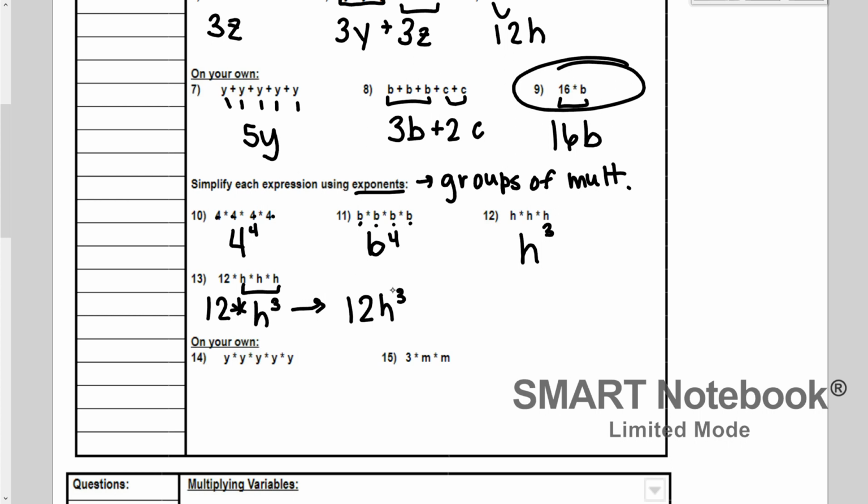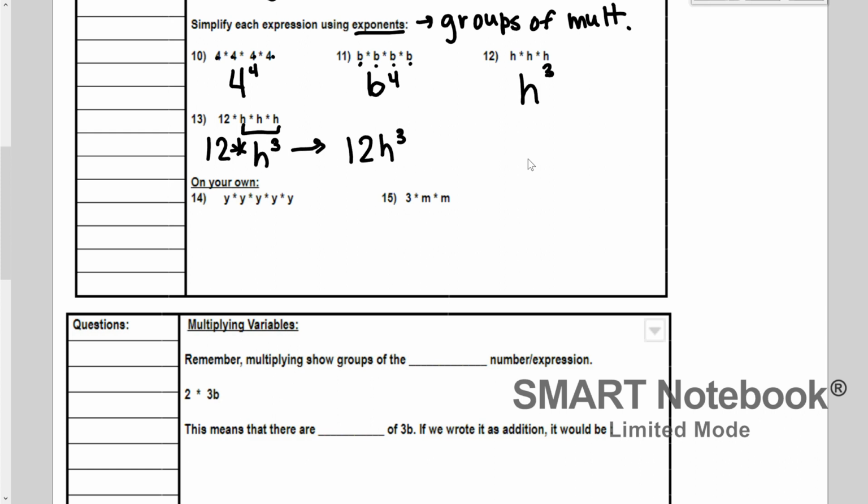Okay, and we're not looking for answers. I'm not telling you what number H equals. So this is what our answer is going to be. We're just simplifying. So go ahead, pause the video, try these next two problems on your own, and then resume the video to check your answers.